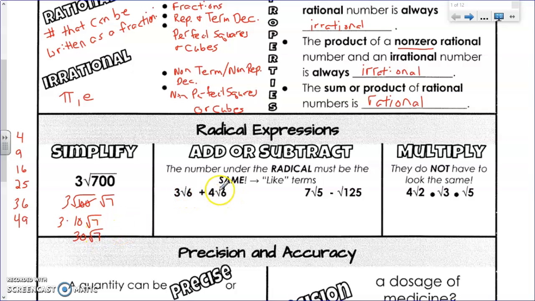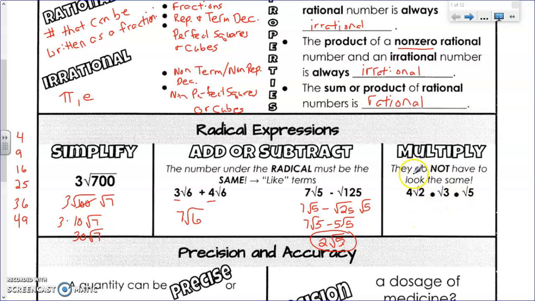Okay, here, these have the same radicals, so 3 plus 4 is 7, and then the radical of 6. We would need to simplify this first, so we have 7 square root of 5. We can break this down using 25, so that'll be the square root of 25 times 5. So that'll be 7 square root of 5 minus 5 square root of 5. And notice those two have like radicals. 7 minus 5 is 2 square root of 5 for our final answer.